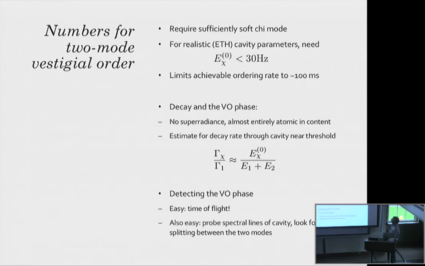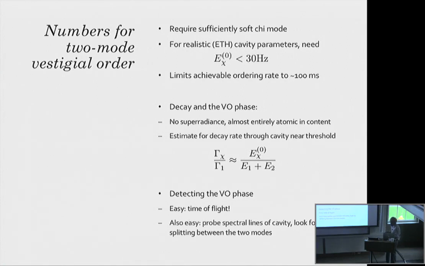What a sufficiently soft chi mode. You plug in realistic numbers, which are pulled out of the ETH experimental paper. You find that what you really want is for the energy of the mode at the difference of the two cavity momenta to be less than 30 hertz, and that also translates into a time scale, the most optimistic time scale for this instability, which is about 100 milliseconds. That's about as good as you can do with those parameters in two cavity modes.